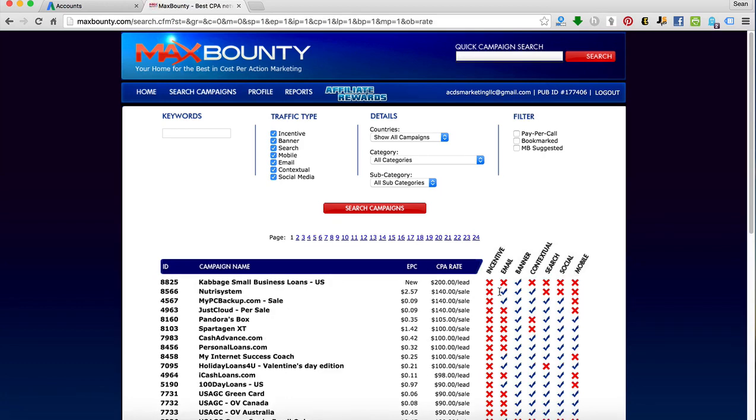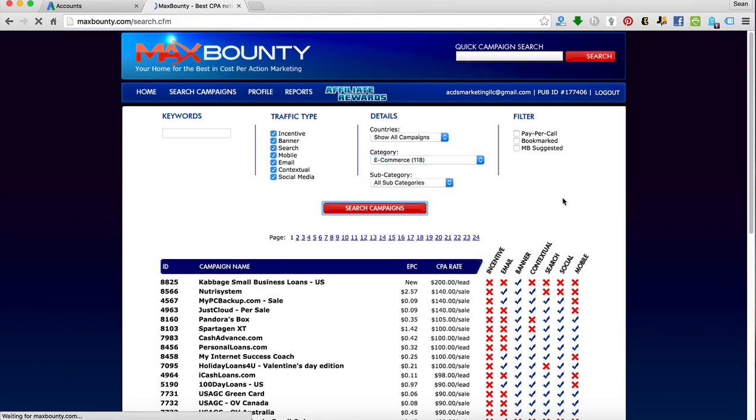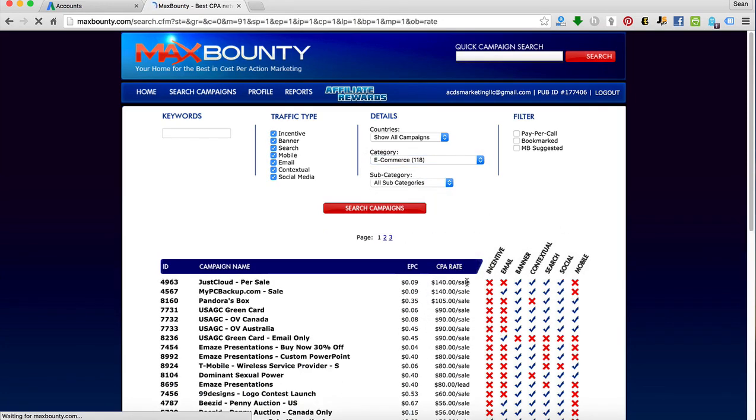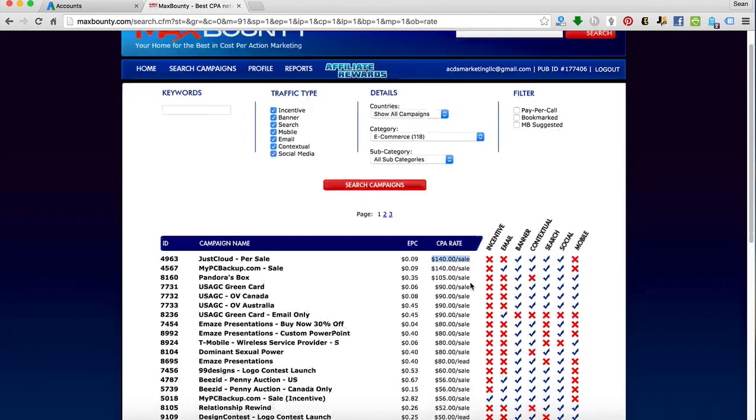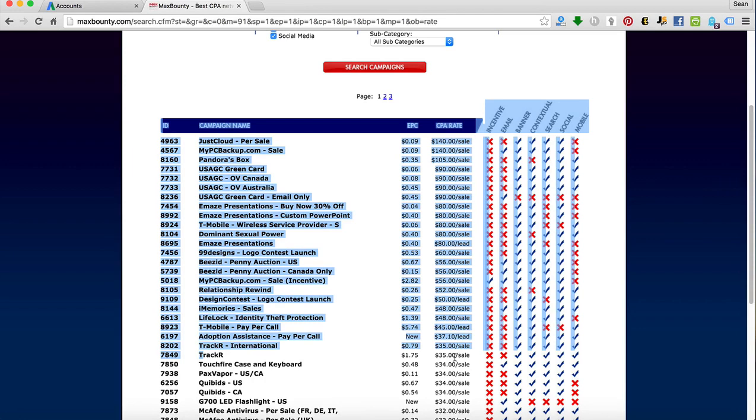And as you can see here, actually, sorry, let me go pick the e-commerce category. That would help. As you can see here, if I click on the CPA rate and sort, you have offers that are paying all the way up to $1.40 a sale. And as you can see, we talked about Tracker before. Tracker would actually be a really good offer to run in the Google Display Network. It pays $35 a sale.